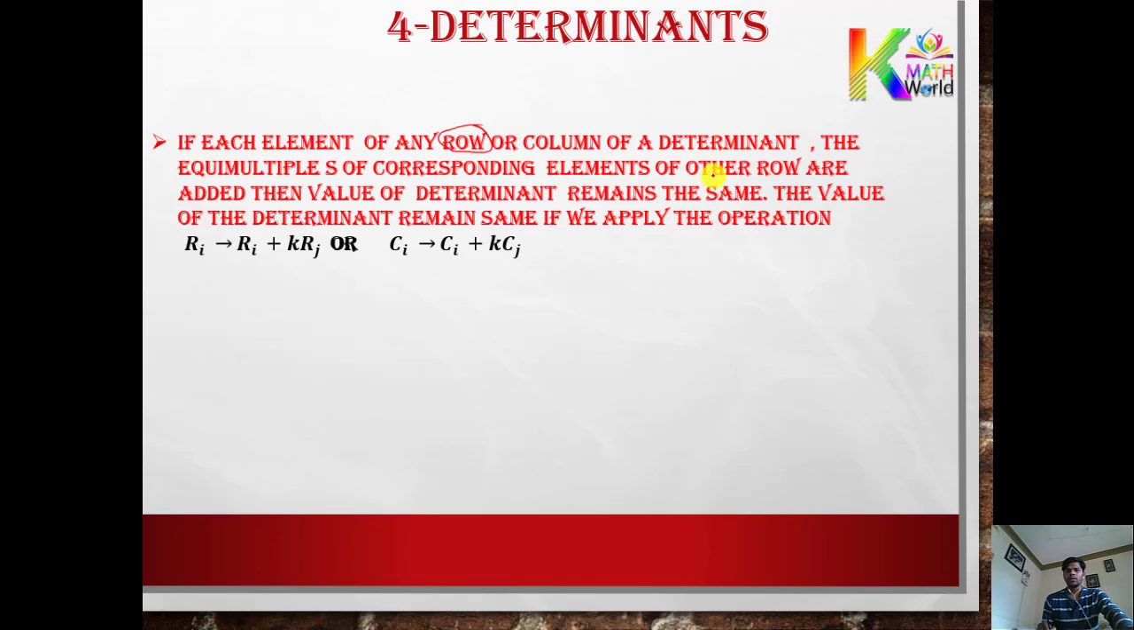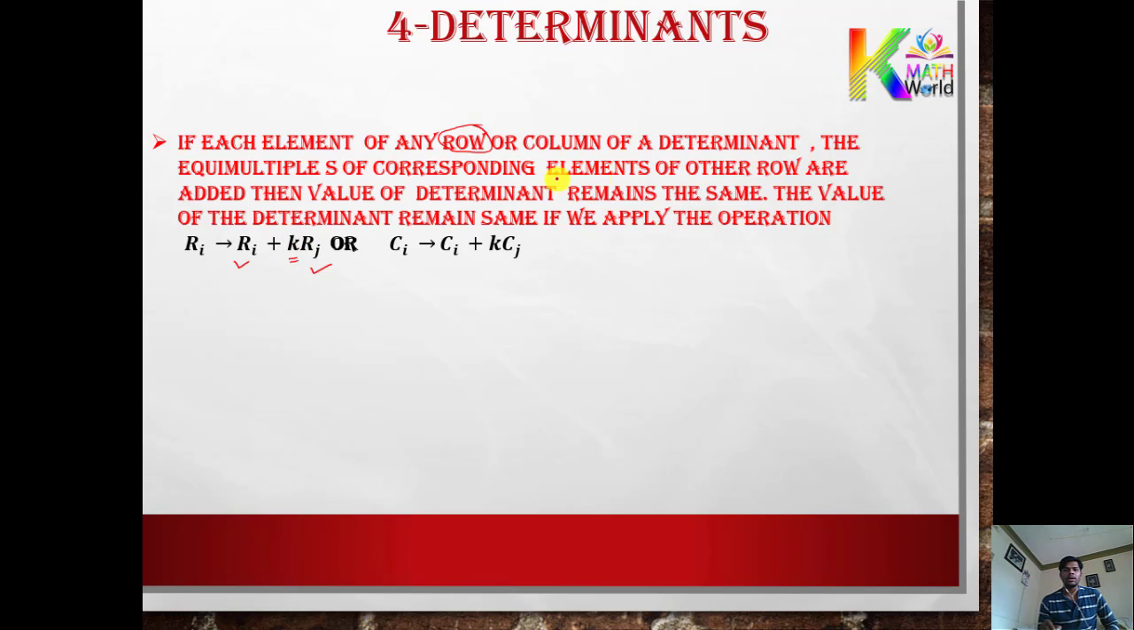This process can be symbolically expressed like this: Ri to Ri plus k Rj. It means each element of any row, suppose you consider that row as the ith row, gets the equimultiples of the corresponding elements of another row, suppose you consider the other row as Rj. Suppose you consider that multiple as k.